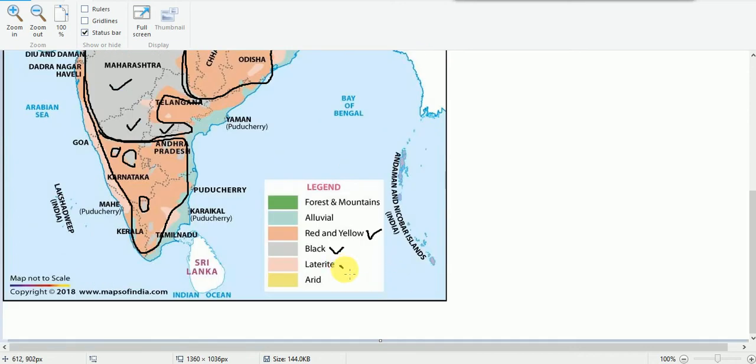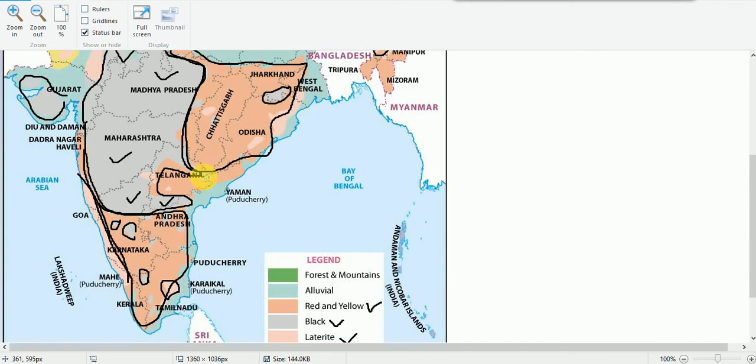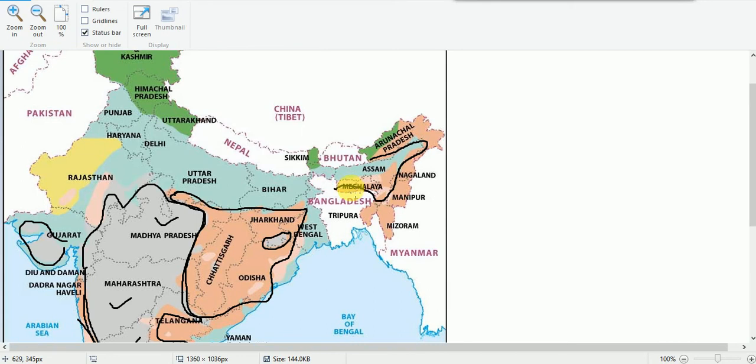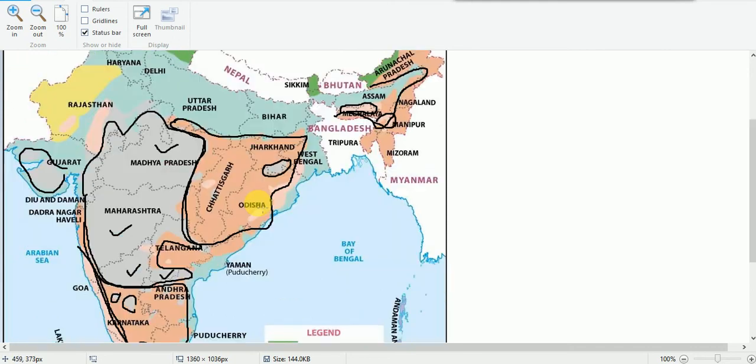Here this color shows laterite soils, and here you may find patches of laterite soils in the Tamil Nadu area also. Then in the Western Ghats also, see here, western part of Karnataka, then Goa area, then Maharashtra area. And here in Northeast India also, in Meghalaya also, we find laterite soils. Then in lower Assam we find laterite soils.